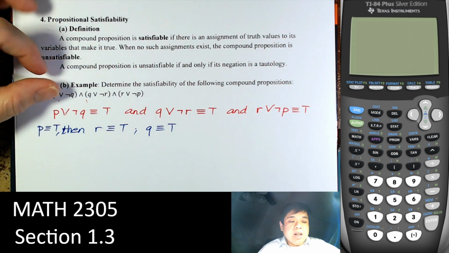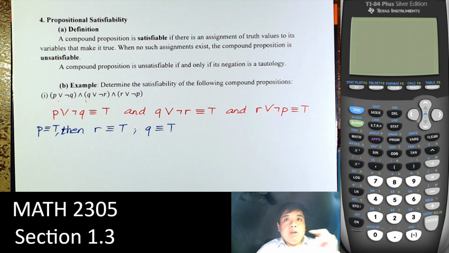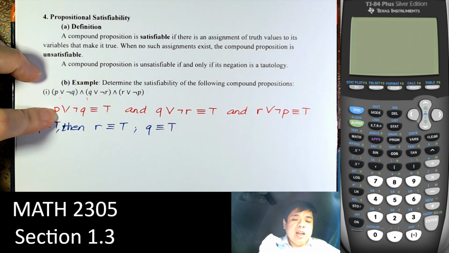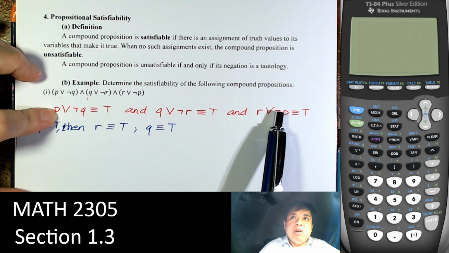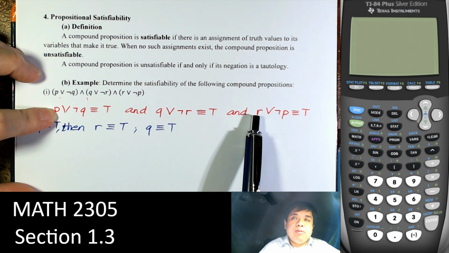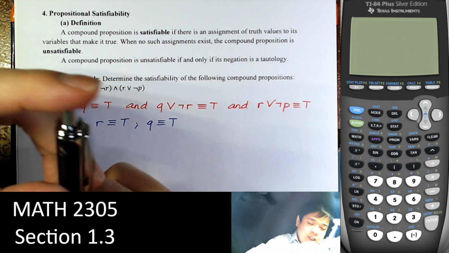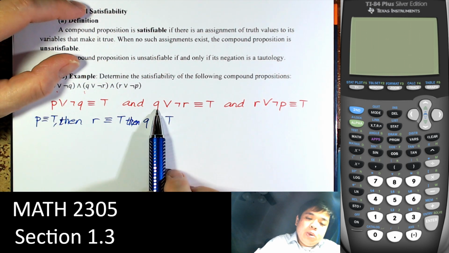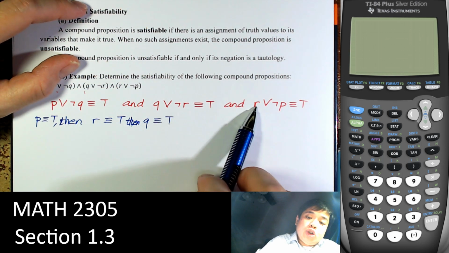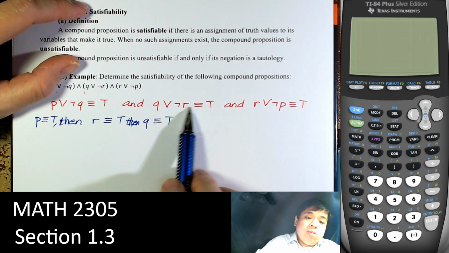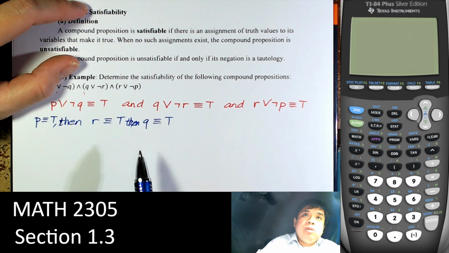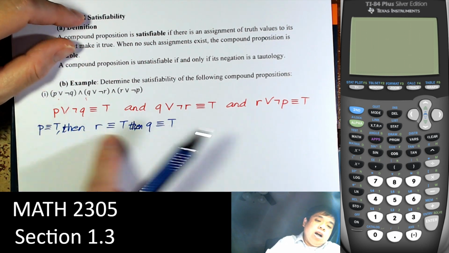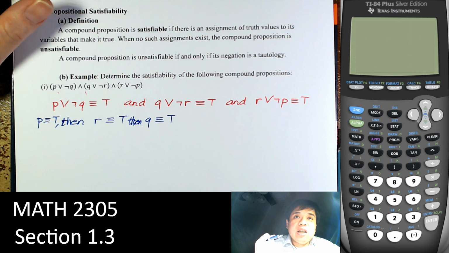So once again, for a disjunction to be true, one of them has to be true. So let's say P is true. If P is true, then not P has to be false. Then R has to be true. If R is true, then not R is false. Then in here, Q has to be true. So this is a condition that makes this one satisfiable.